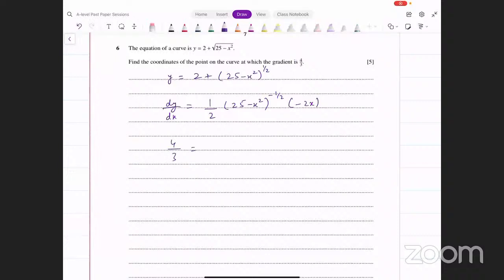Now we put the derivative equal to 4/3 and then just solve that equation. 4/3 equals, this gets cancelled, you're left with minus x divided by 25 minus x square whole raised to power 1/2. That's the equation that we're getting here. Now we'll solve this equation and figure out the values of x and y. Okay, let's do that.